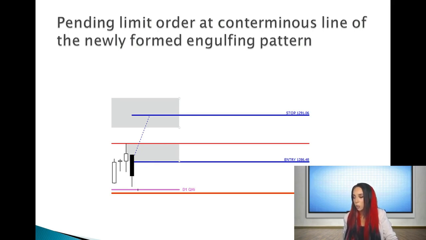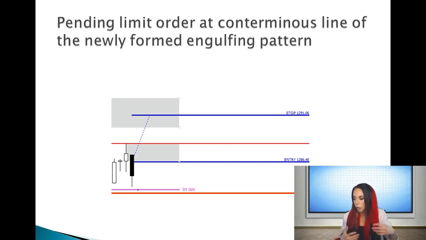This entry technique would then further minimize the stop loss needed to only 45 pips without compromising any placement of your stop loss. But one issue with this is that the pullback into the conterminous line may never come. So you may never get a fill, which is always a danger with limit orders. I use both of these entry techniques interchangeably, and to be fair, I rarely use limit orders for them.